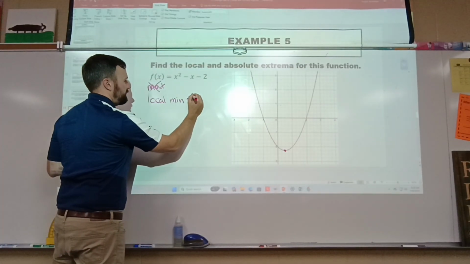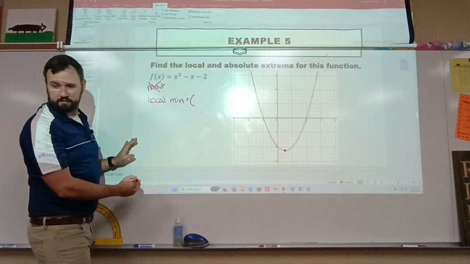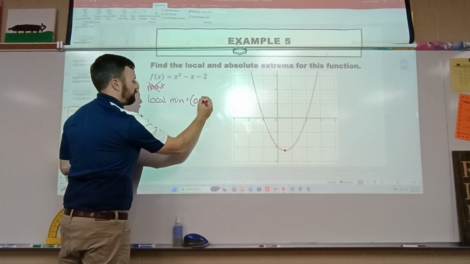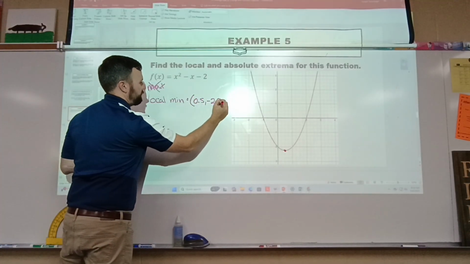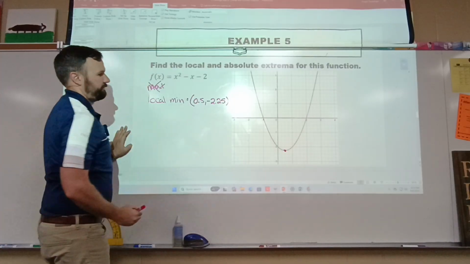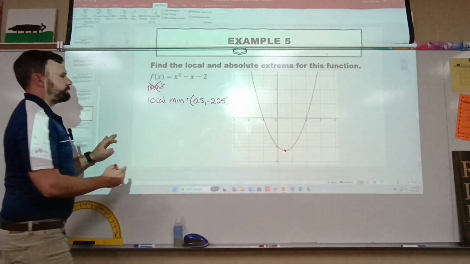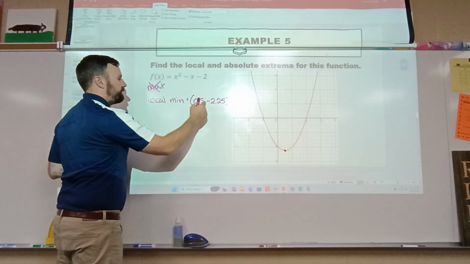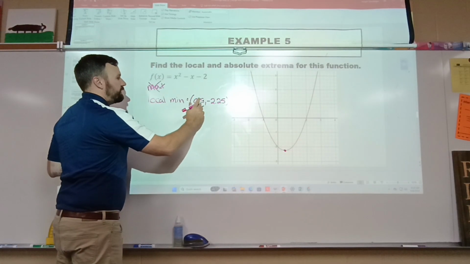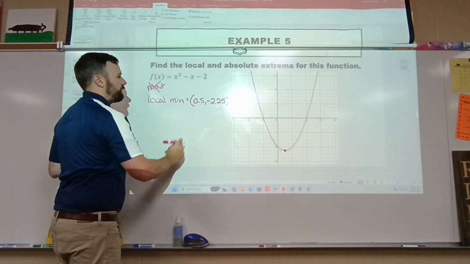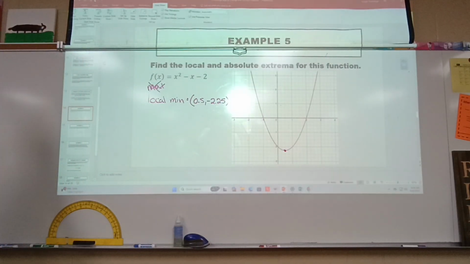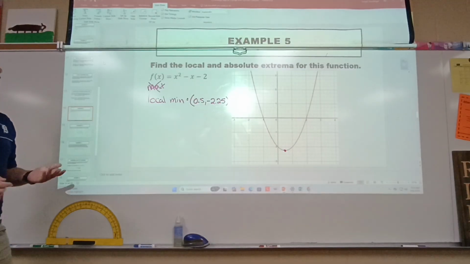We have a local min, and it's going to be at 0.5, negative 2.25. I don't know if you guys can see that. This is where the min occurs. The y value gives you the value. So if they're asking what is the value of the min, it's the y.